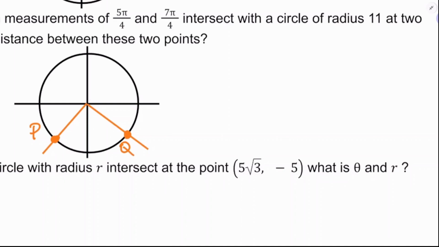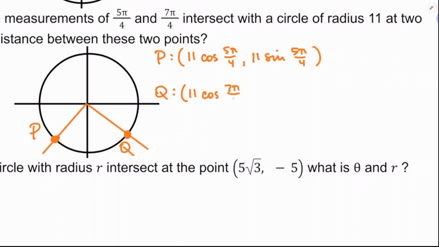And I'll say, all right, coordinates of P. P corresponds to 5 pi over 4. So it'll be 11 cosine of 5 pi over 4 and 11 times the sine of 5 pi over 4. And point Q will go 11 cosine, that's 7 pi over 4 down in the fourth quadrant, and 11 sine of 7 pi over 4.